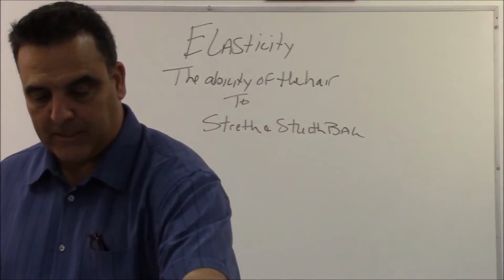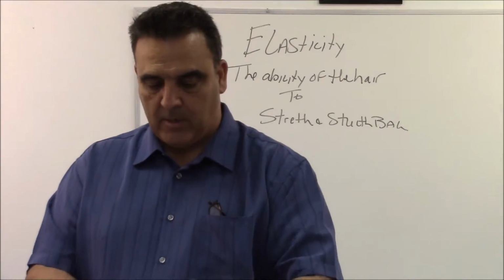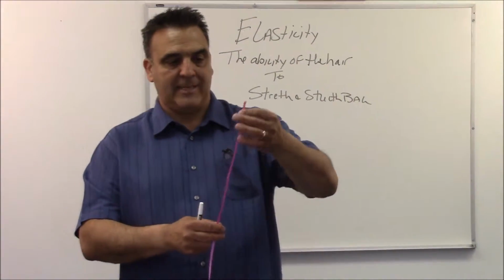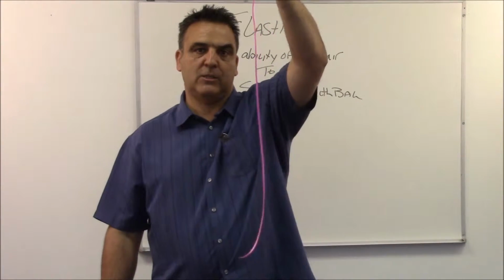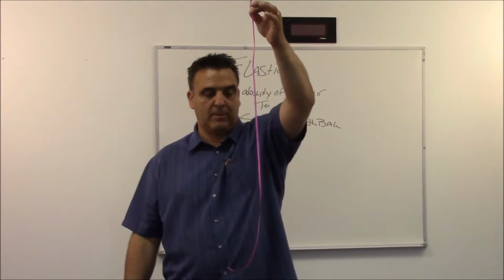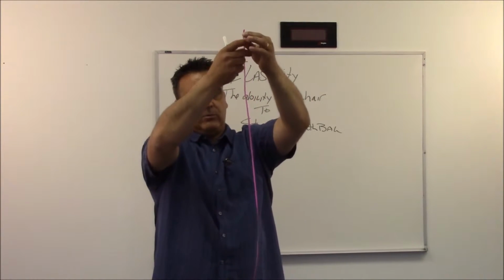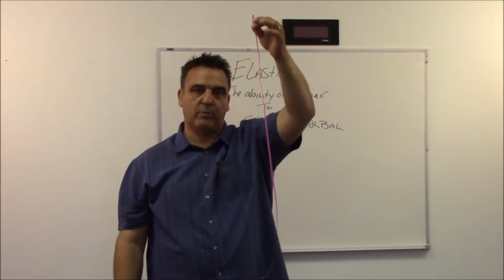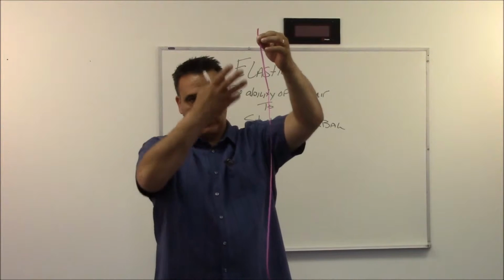I've cut some pieces of ribbon to demonstrate elasticity as a visual. This is a piece of ribbon that you use to tie a package with, a birthday present or something. This would be considered, we'll say, a normal hair shaft with good elasticity. It's in a straighter form.